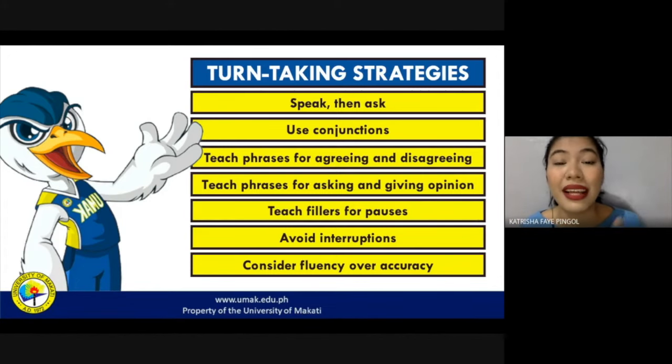Is it adhering to proper grammar, proper pronunciation, and so on and so forth. But in turn taking, effective turn taking actually requires you to assess it based on how fluent they were able to speak the language or use the language in order for them to convey their intended meaning.